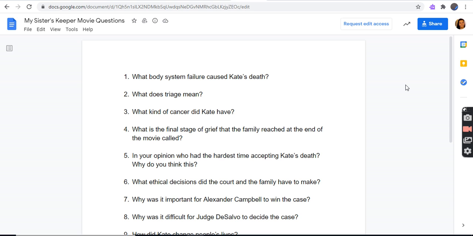What body system failure caused Kate's death? What does triage mean? What kind of cancer did Kate have? What is the final stage of grief that the family reached at the end of the movie called? In your opinion, who had the hardest time accepting Kate's death? What do you think of this?